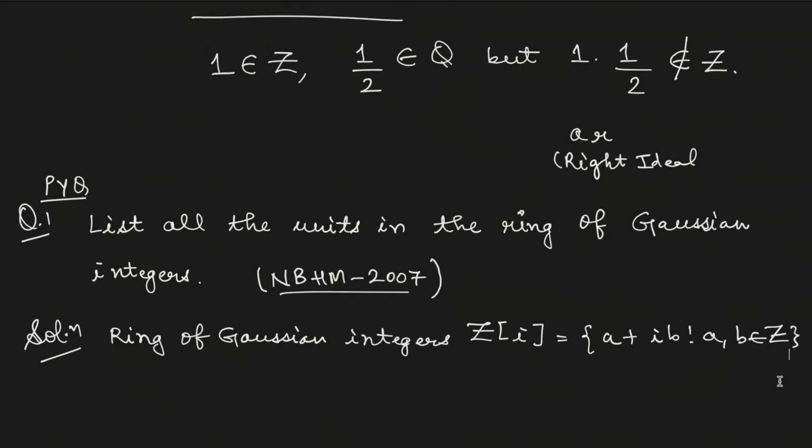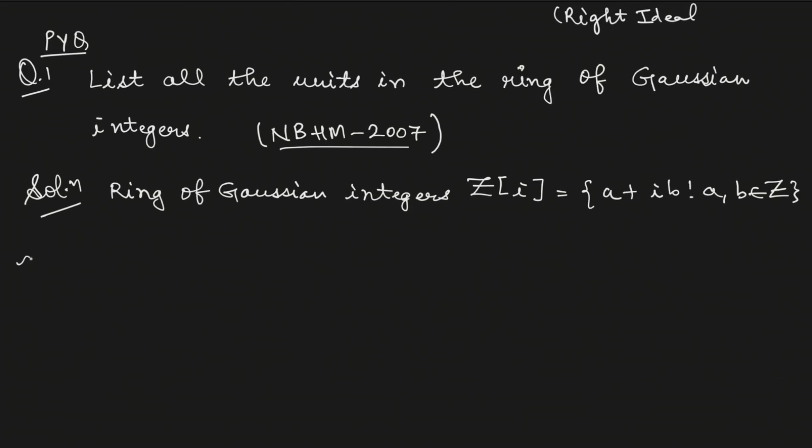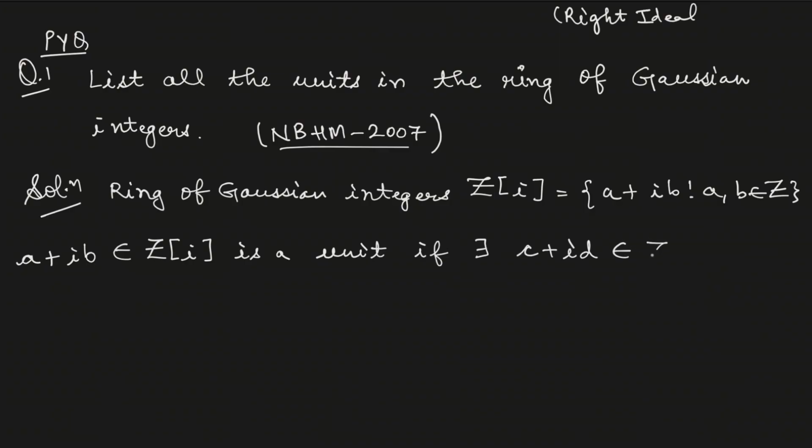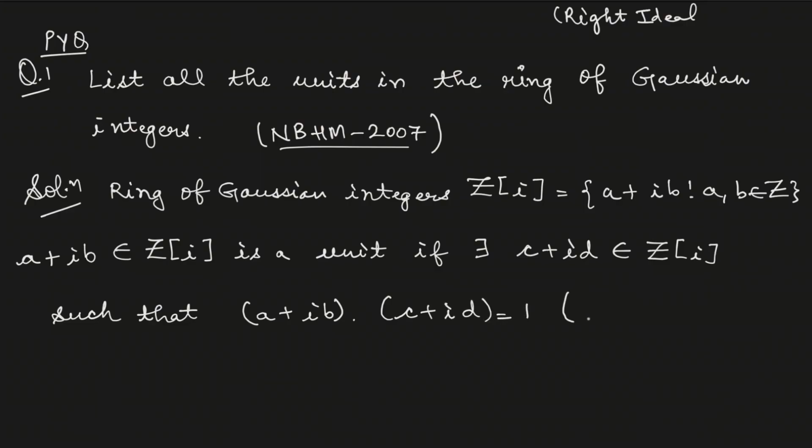Now, A plus iota B, which belongs to Z iota, is a unit if there exists C plus iota D which belongs to Z iota such that A plus iota B into C plus iota D is equal to 1, where 1 is the multiplicative identity. यही डेफिनेशन थी यूनिट की.